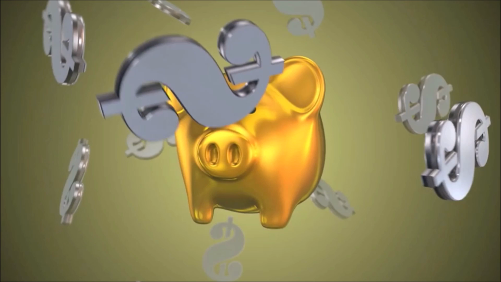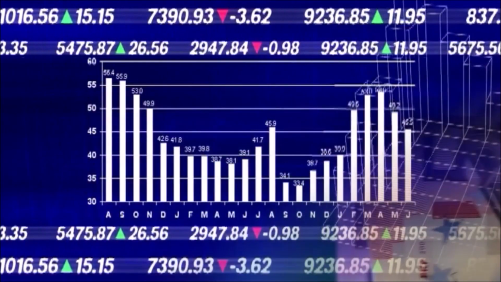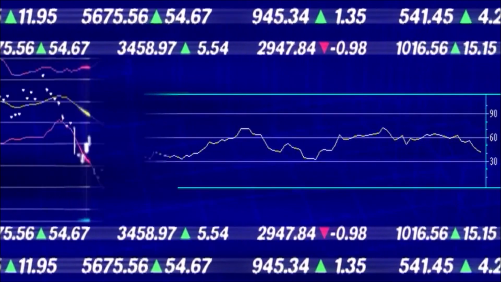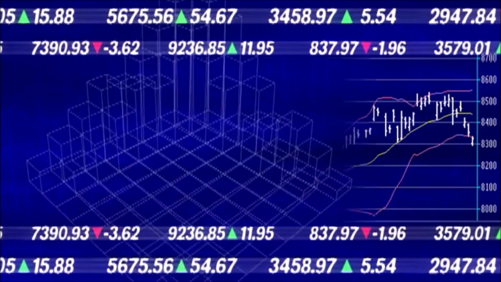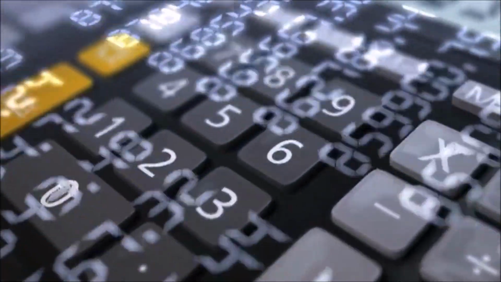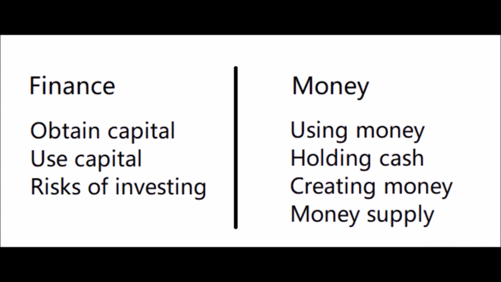Let's have a look at finance and money. The study of finance looks at how households or people and firms obtain and use financial resources and how they deal with the risks that arise in this activity of using these financial resources. The study of money looks at how households and firms use money, how much of it they hold, and how banks create and manage money, and also how the quantity of money influences the economy. So as you see, the study of finance is a little bit different from the study of money.